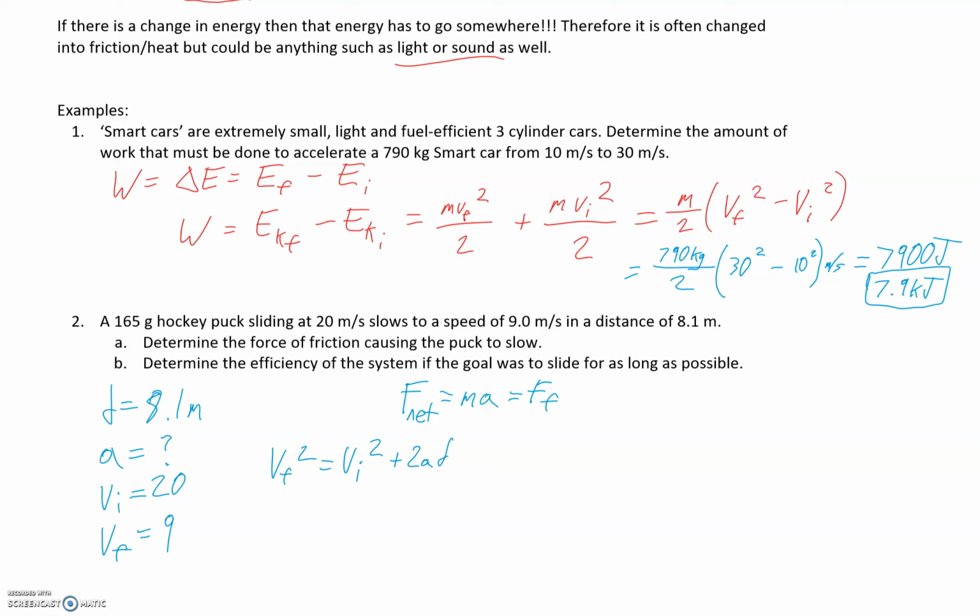Okay, solving for A, that's Vf squared minus Vi squared equals 2AD. One more time, Vf squared minus Vi squared over 2D equals A. So plugging all of that in, that's 20 squared minus 9 squared over 2 times 8.1. Let's try this out.